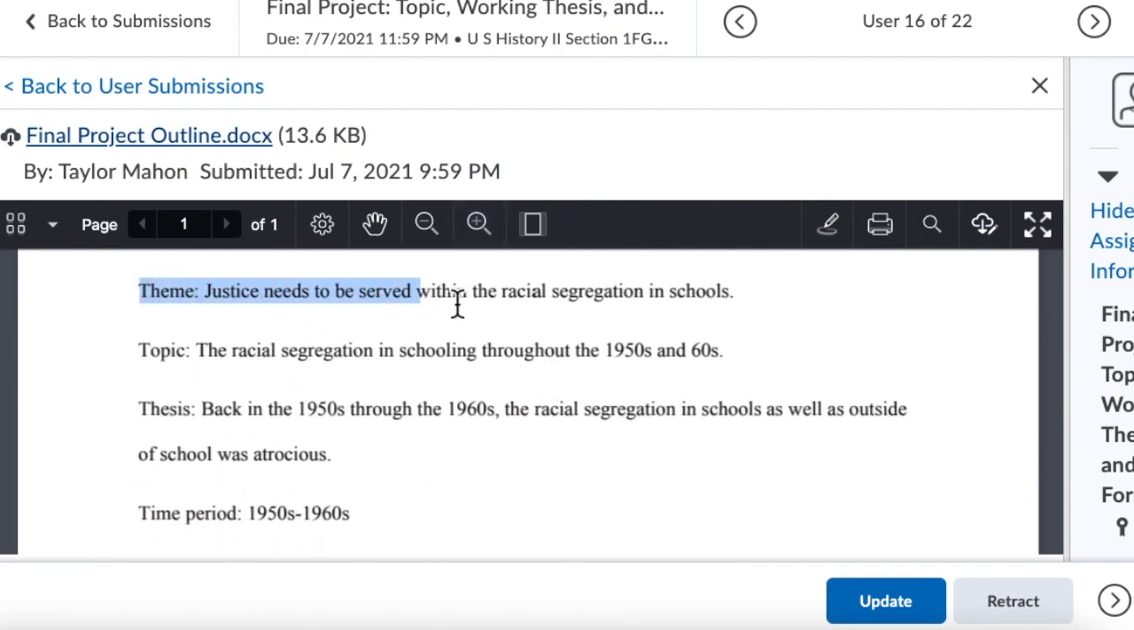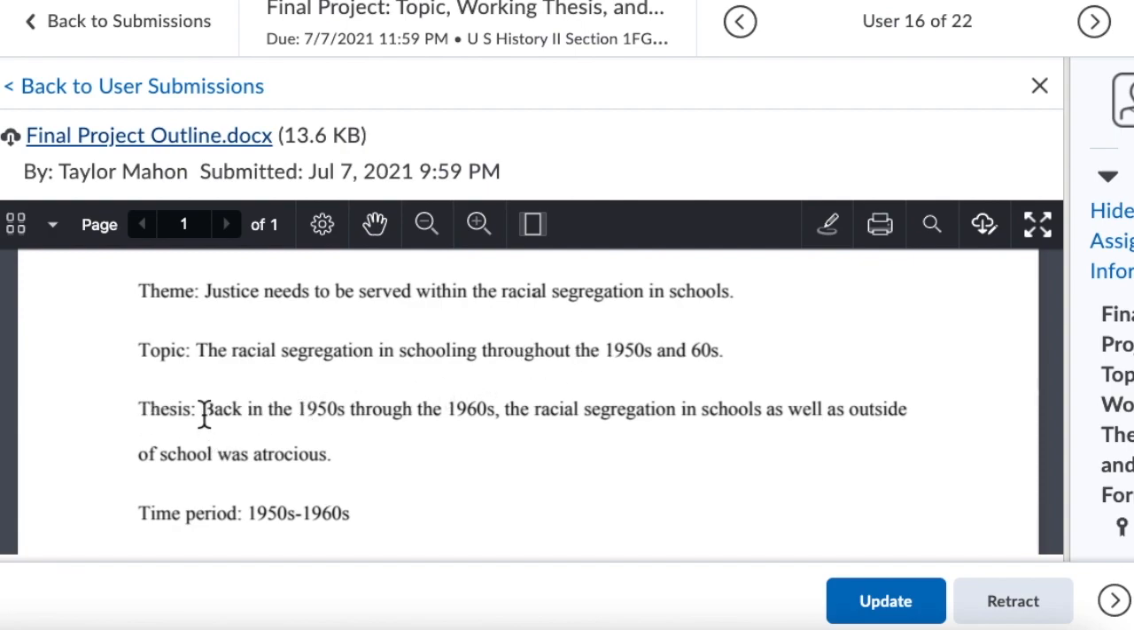Again, you don't use one of the themes that you were supposed to use. You weren't supposed to invent a theme. You were supposed to choose one of the themes in the instructions. The topic, the racial segregation, well, what about it? What is your thesis going to be about? It's going to be about how much progress occurred in racial desegregation from 1954 to, say, 1968.